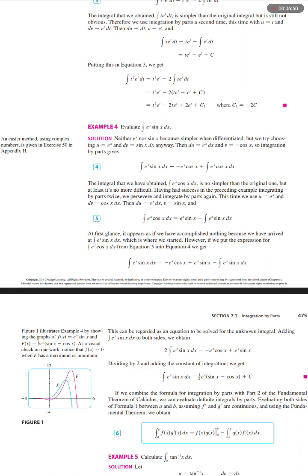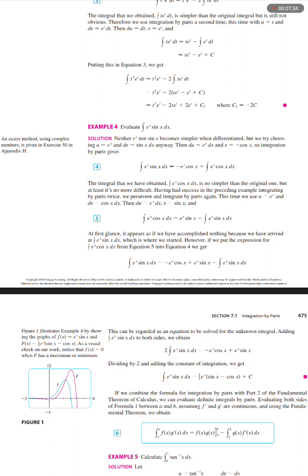The integral of e to the power x sine x dx equals negative e to the power x cosine x plus the integral of e to the power x cosine x dx. The integral that we have obtained, the integral of e to the power x cosine x dx, is no simpler than the original one, but at least it's no more difficult.